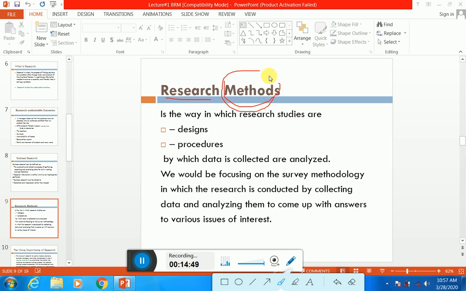Method is the way, method is the technique, method is the phenomenon with the help of which we can solve a particular problem. Simply stated, method comes down to designs and procedures. Now what is design? Design simply means the layout, the roadmap of your research. Like, suppose I want to start my research in a contrived manner or in a non-contrived manner.